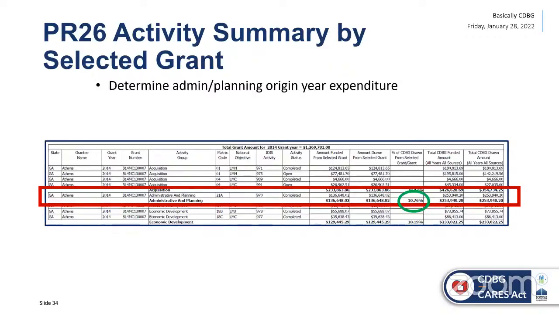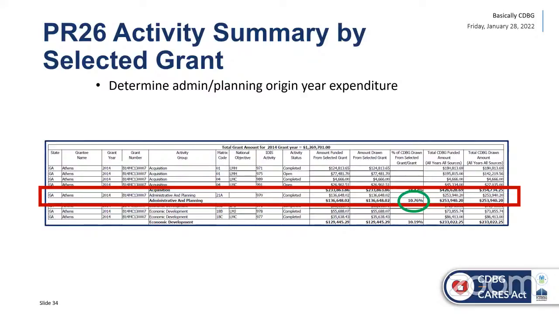There's a relatively newer report called the PR26 Activity Summary by Selected Grant Report. This is also helpful to see about your planning and admin cap, because there are now two tests of the planning and administration cap since grant-based accounting started in 2015. This report shows all of the funds, and actually this is a 2014 example. It was probably not that good of an example, because you want to use this for 15 and later. You don't really want to use this for 14.